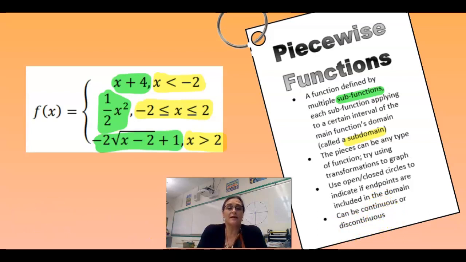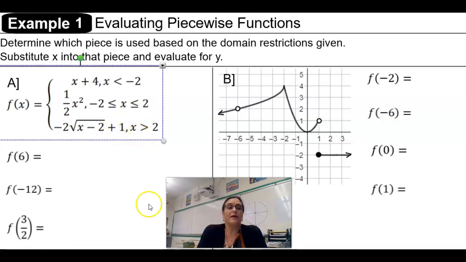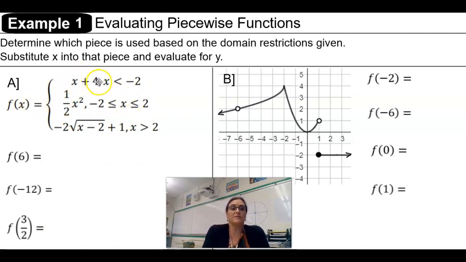So let's go ahead and take a look at example 1 together. And here's our function that we were just looking at in the front of the notes, where there's an x plus 4 over the interval x less than -2. We've got a 1/2 x squared over the interval between -2 and 2 inclusive, and then our square root subfunction defined for x strictly greater than 2. So if I want to evaluate this piecewise function for f of 6, that 6 is the x value. It's the input into the function. And I have to decide which of these subfunctions I can use to evaluate that f of 6.